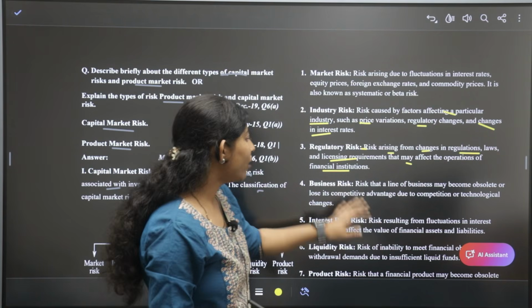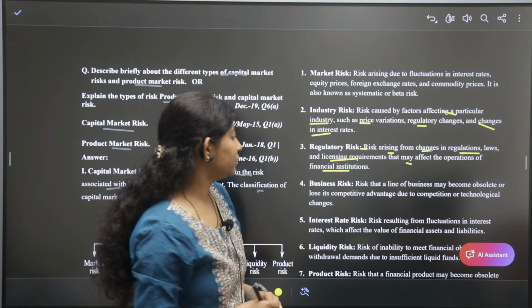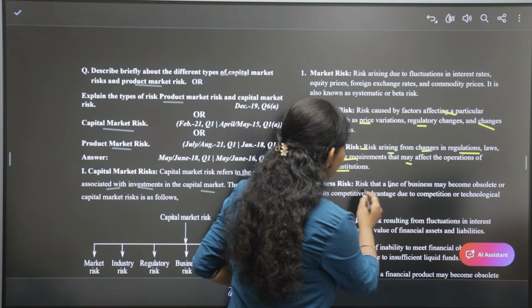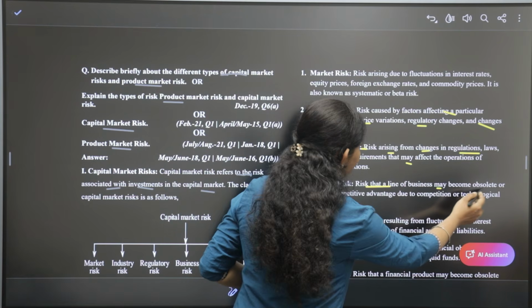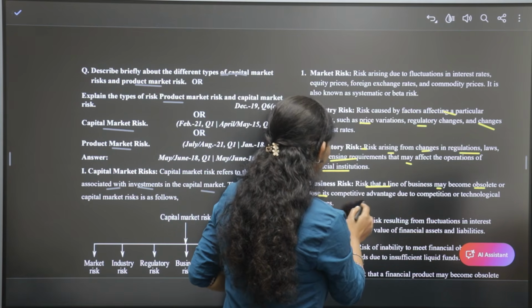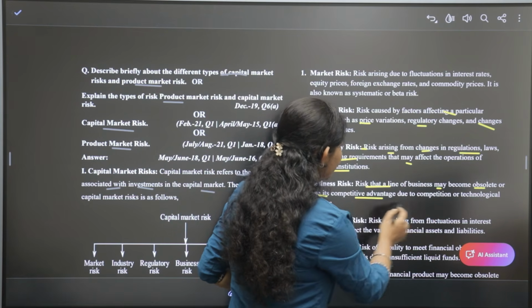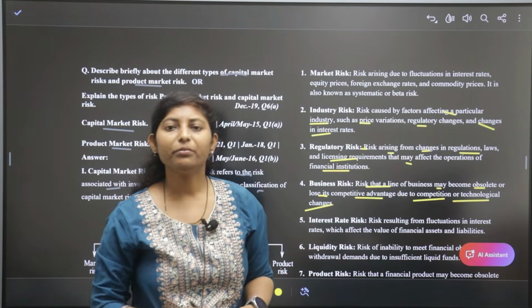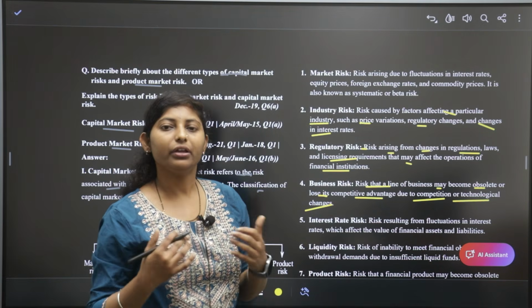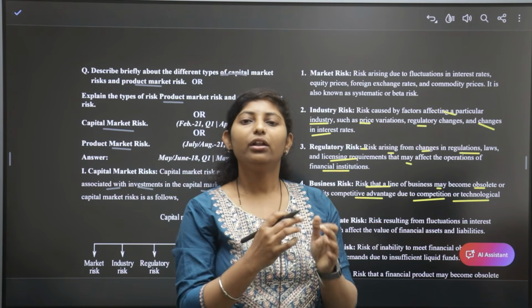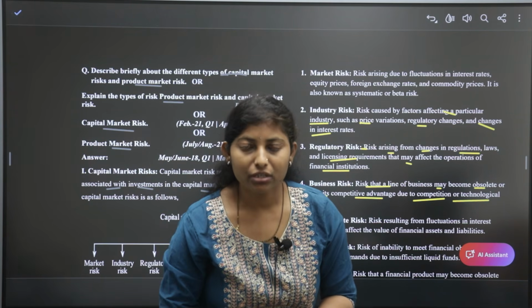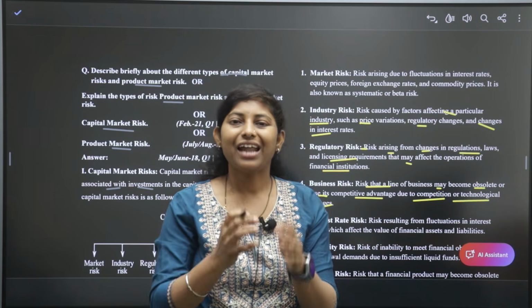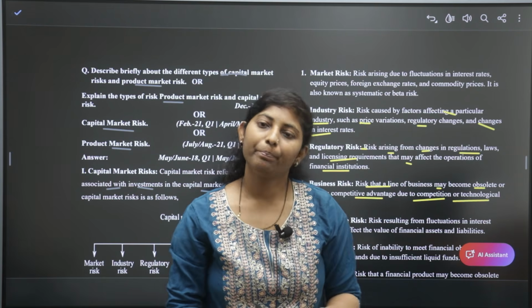Next we have business risk. Business risk is nothing but the risk that a line of business may become obsolete or lose its competitive advantage due to competition or technological changes. Business risk occurs when we are unable to face the competition or unable to adapt to new technologies. At that time we are going to face business risk.